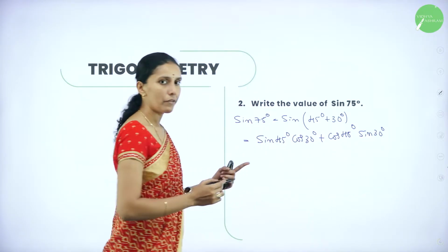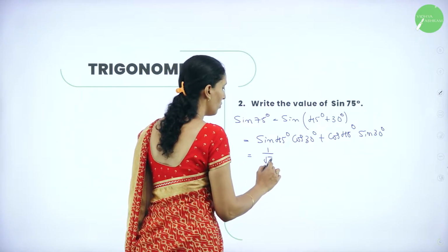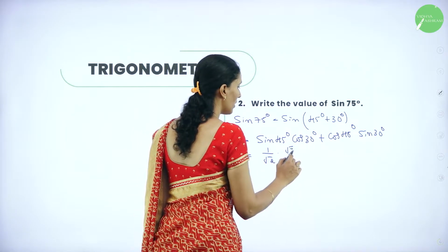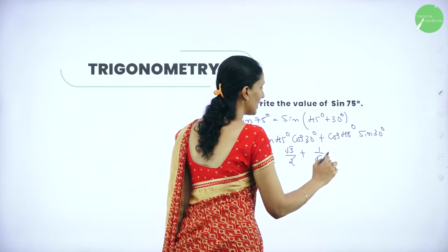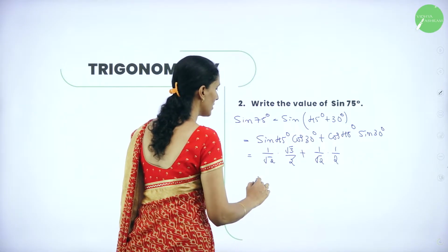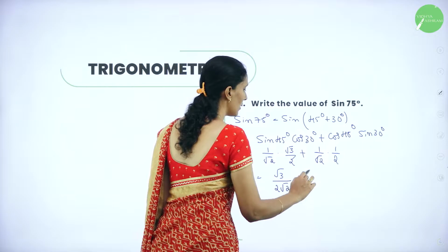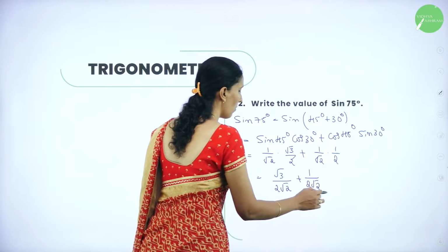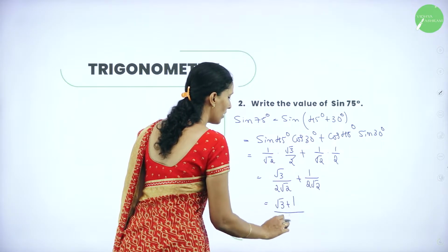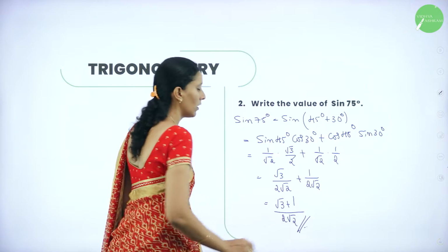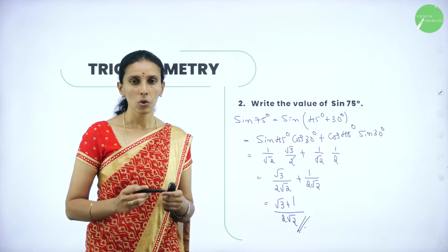Now all these are standard values which we have learned. Sine 45 degree is 1 by root 2. Cos 30 is root 3 by 2 plus cos 45 is also 1 by root 2. Sine 30 degree is 1 by 2. So it is root 3 divided by 2 root 2 and here it is 1 divided by 2 root 2. Since the denominator is same, we can add the numerator. The value is root 3 plus 1 divided by 2 root 2. Therefore, the value of sine 75 degree is root 3 plus 1 divided by 2 root 2.